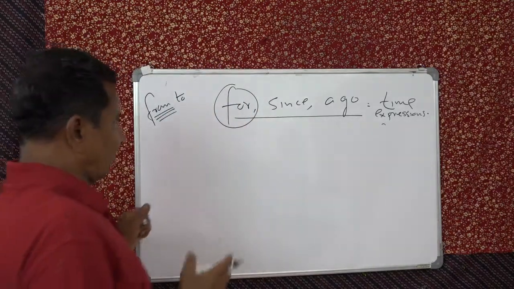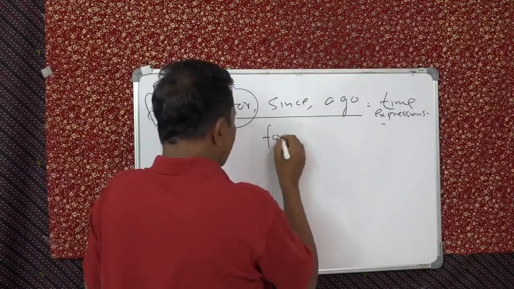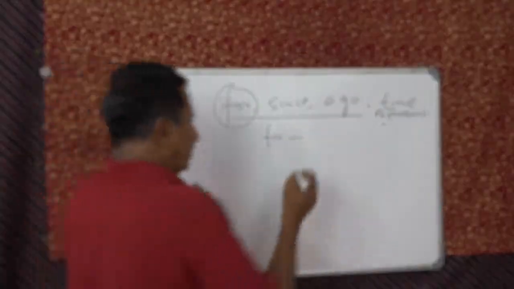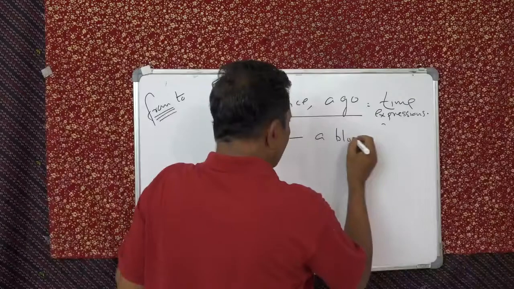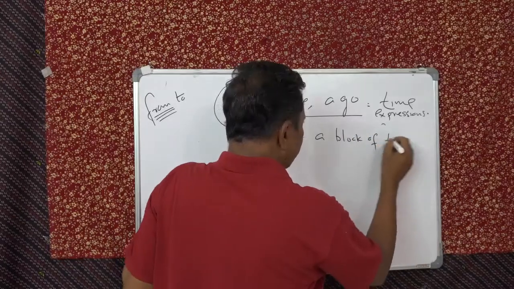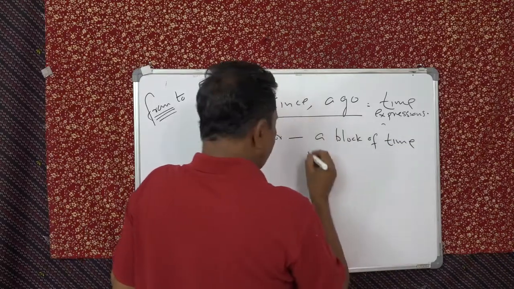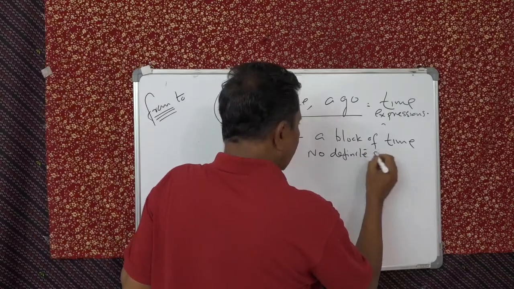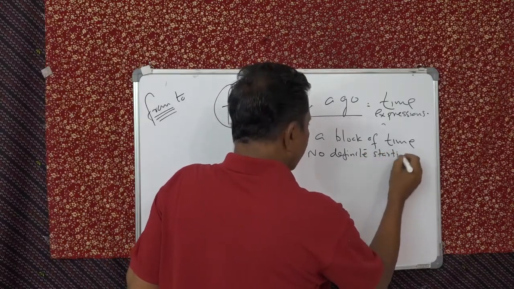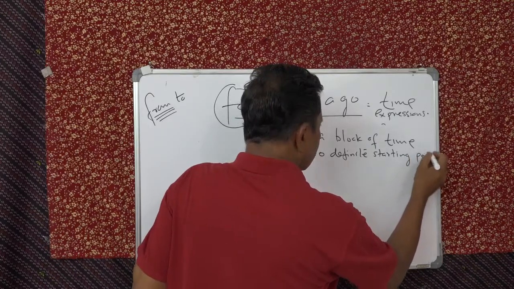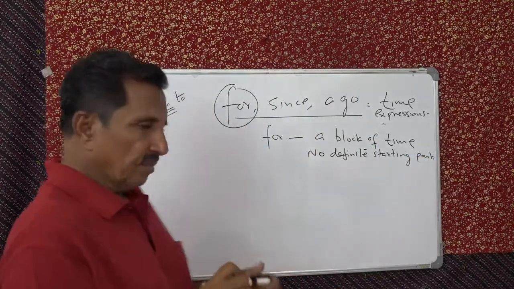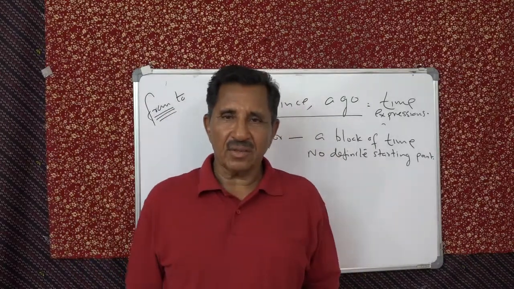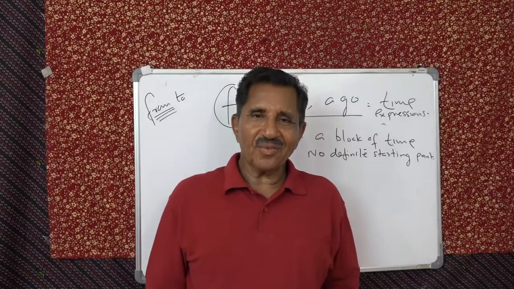Okay. So for, once again, what does that mean? A block of time. No beginning, no definite starting point. See that? I have taught you since morning. Sorry, I have taught you for 2 hours.